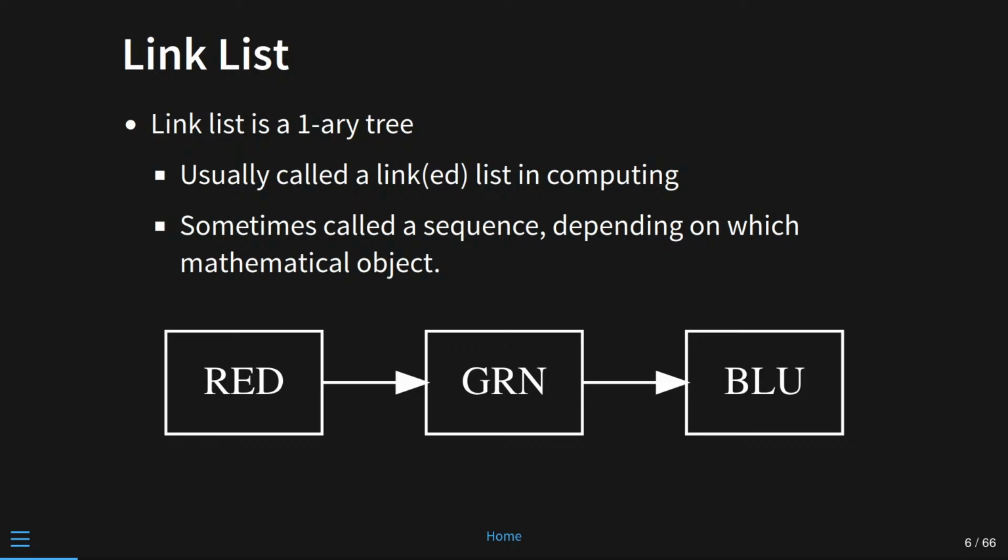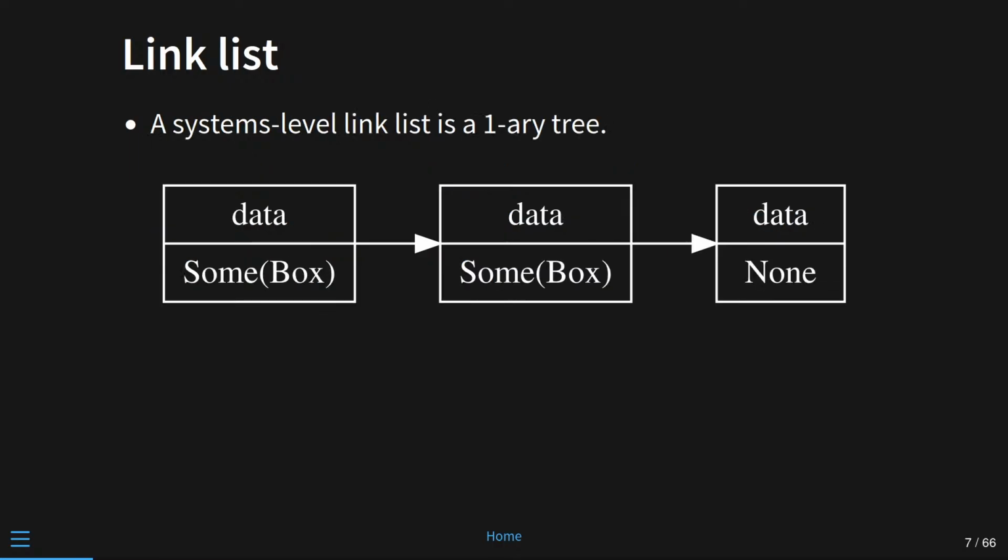But anyways, okay. So I got a linked list. The linked list solves the problem of inserting things in the middle of my list all the time. And it also solves the problem of Bitcoin, where they never insert things in the middle, but they don't have things in contiguous memory. So a systems level linked list is a one-array tree. It probably has some data and it probably has some boxes in it.